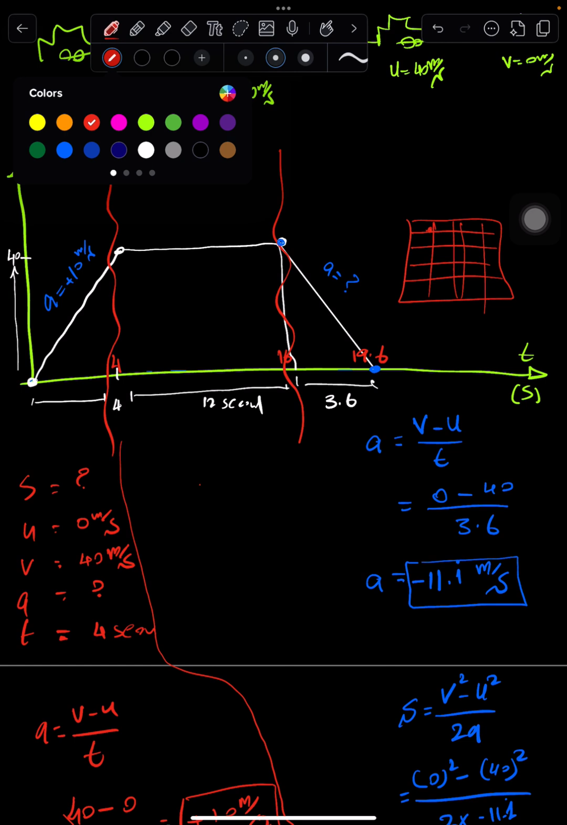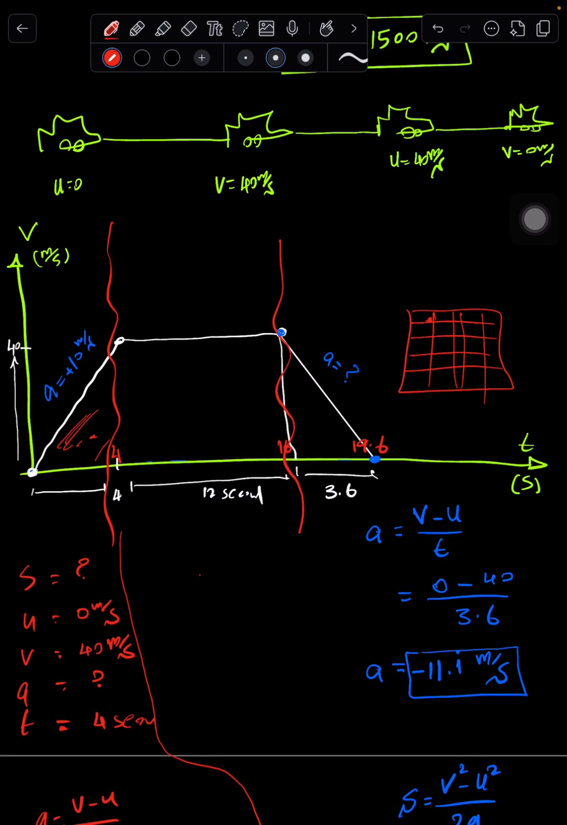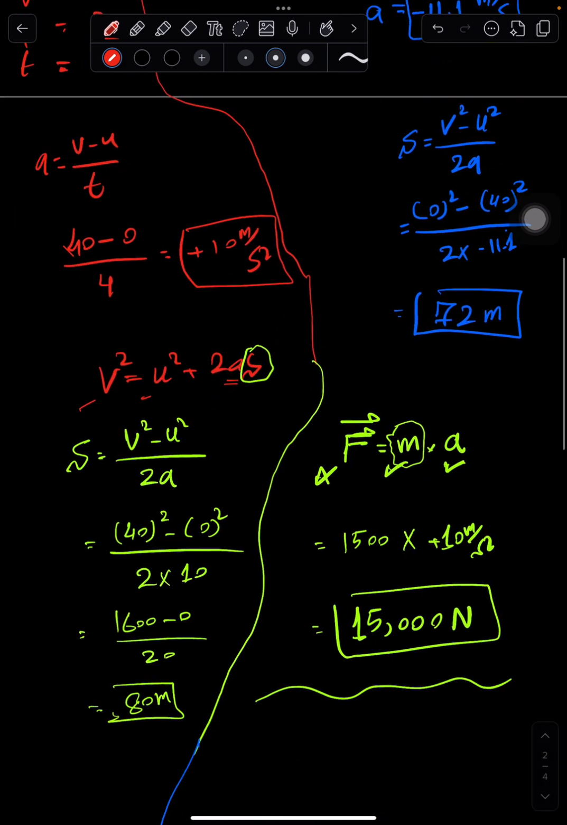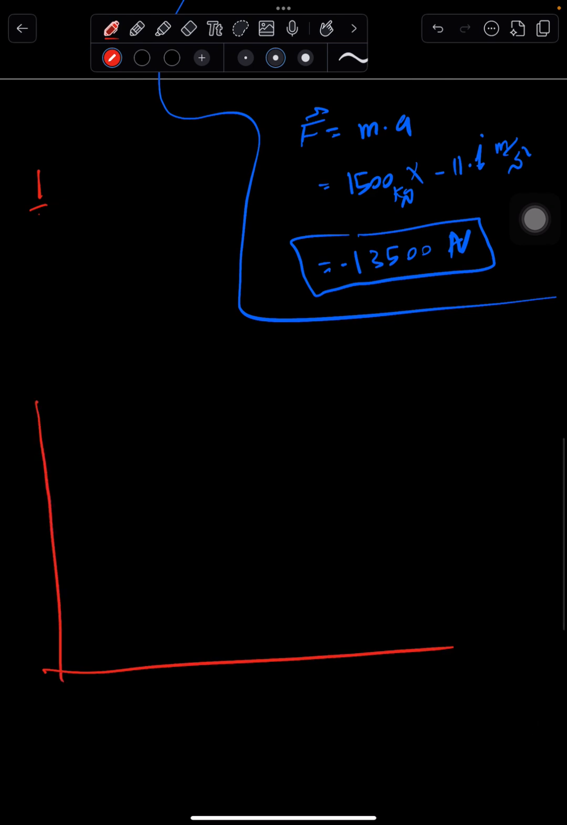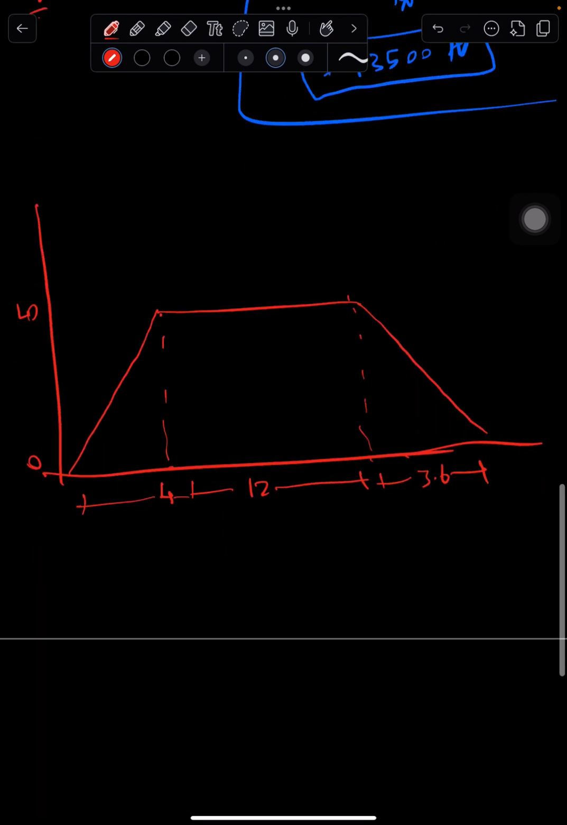So for the first segment, it's a triangle. If you calculate the area of this triangle using the mathematical formula, the area of a triangle is half base times height. Let me sketch the graph again first, so you can visualize what's happening. To go from 0 to 40 in a time span of 4 seconds, maintain the velocity for a time span of 12 seconds, and then slow down in 3.6 seconds. And the most important thing is the time intervals.